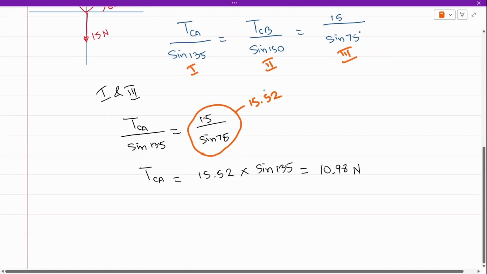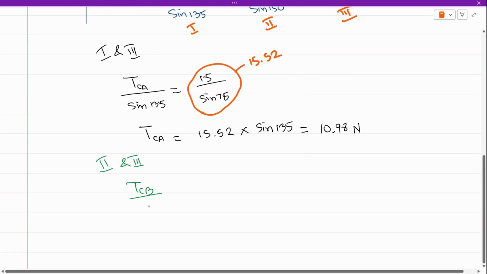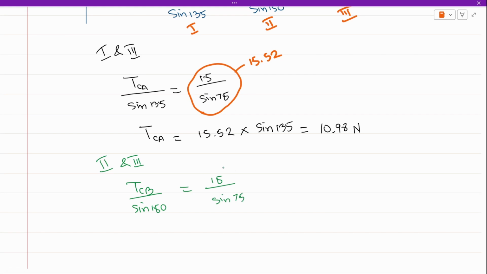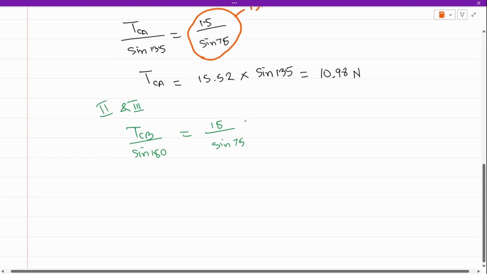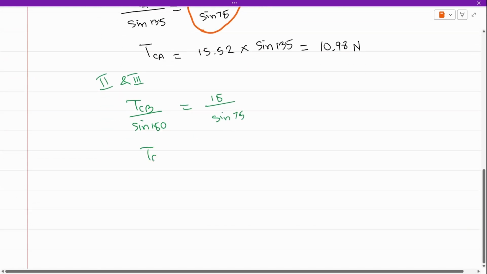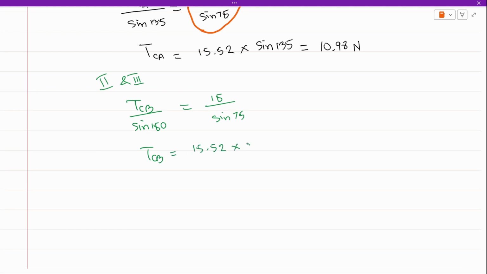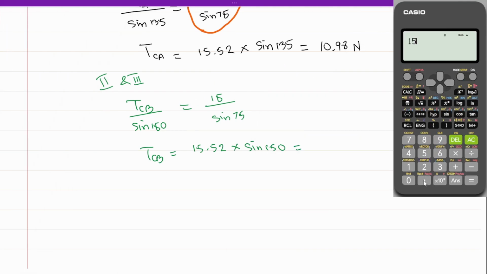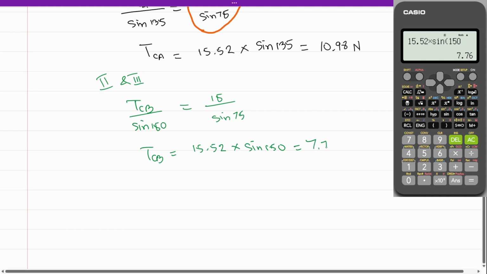Next, let us relate the other two equations. So the other two is equation 2 and 3. TCB by sine 150 is equal to 15 by sine 75. We already identified this value is 15.52. So the next step is I will write it as TCB is equal to 15.52 into sine 150. 7.76. So we are getting 7.76 Newton.